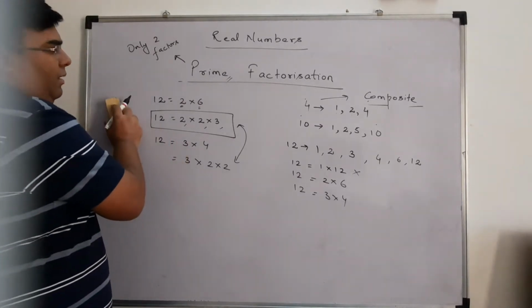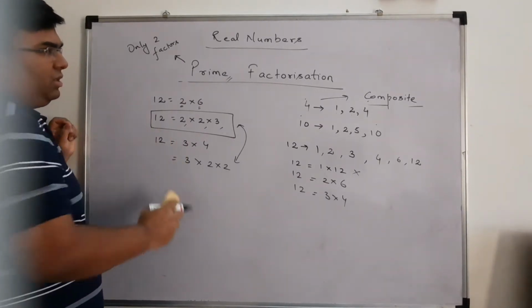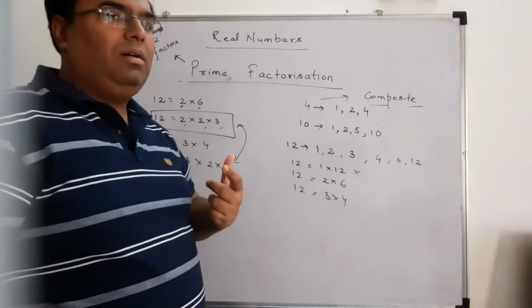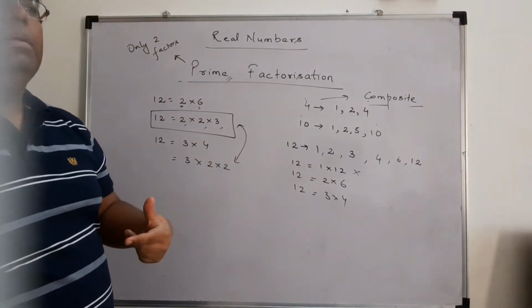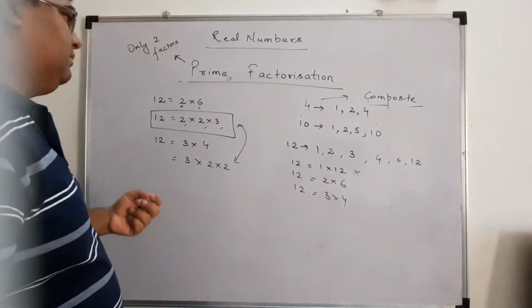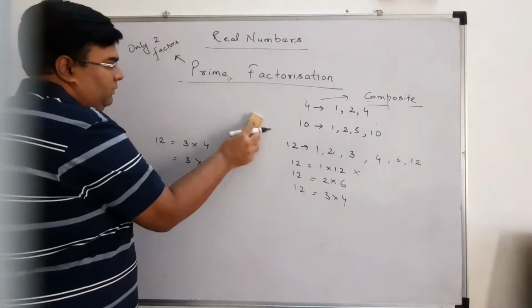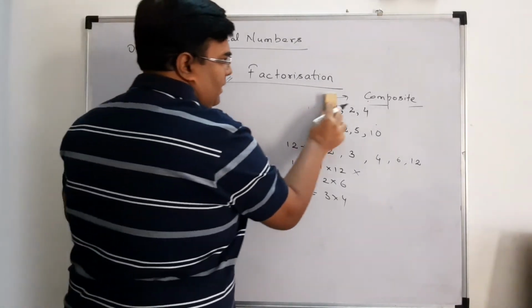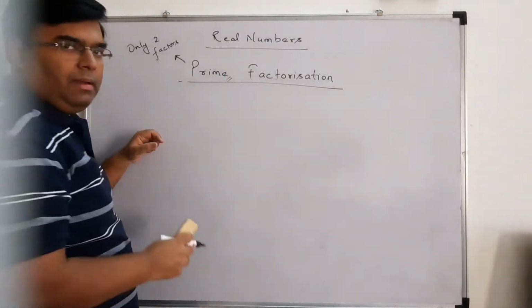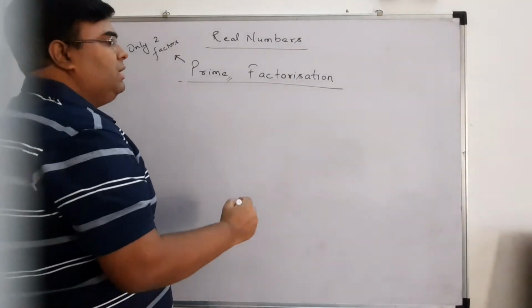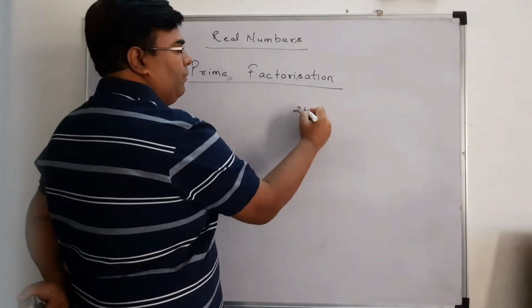Okay, now the question can be asked as: write a number as a product of its prime factors, right? I'll show you how to do it in a simple manner again. Suppose the number is 24.